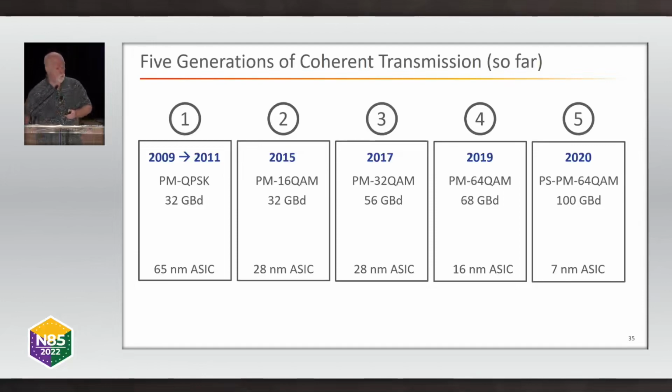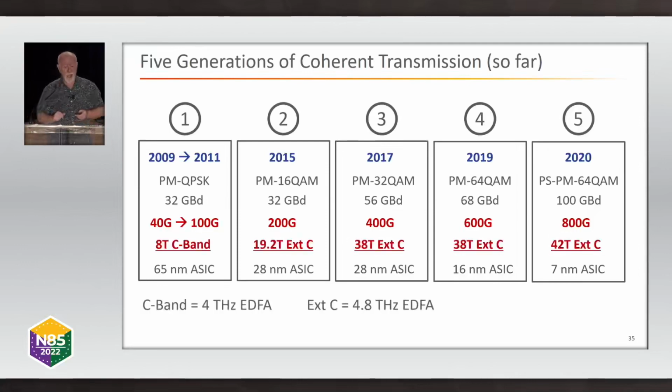Now, your iPhones are already using 5 nanometer technology, but there's always a bit of a delay getting from consumer devices into embedded devices like transponders. But 5 nanometer and then 3 nanometer would be the next steps. These are the performance boosts that we get, rising from about 40 gig per wavelength with the first generation up to 800 gigabits per second per wavelength on today's technology, and C-band capacity rising from 8 terabits right up to 42 terabits now in the extended C-band.